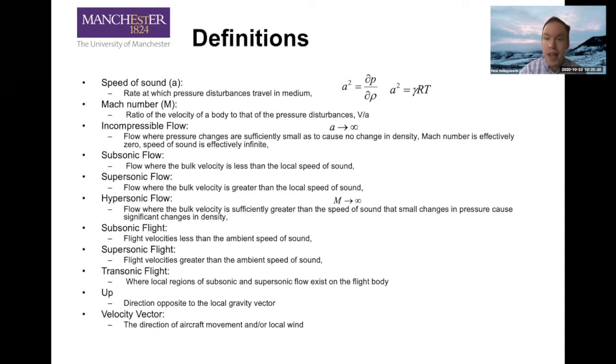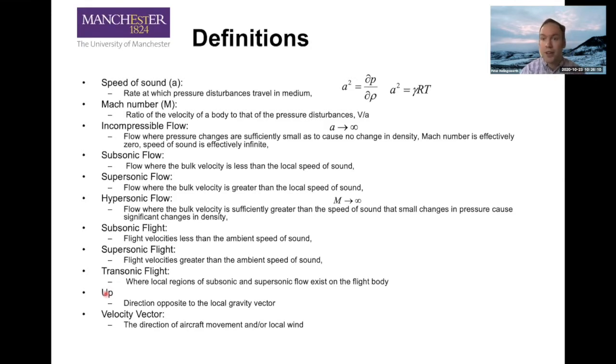Okay. The next two at the bottom that I want to bring your attention to are up and velocity vector. Up is a really interesting one. How do we define up? For the purposes of this unit, we're going to say up is the direction directly opposite to the local gravity vector. So obviously, if you're in a strange place and gravity is at a strange angle relative to the surface, up may be different. But generally on Earth, the gravity vector is down through the surface of the Earth.